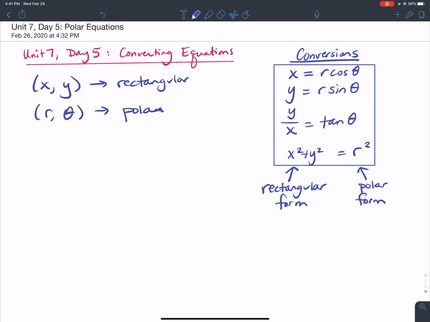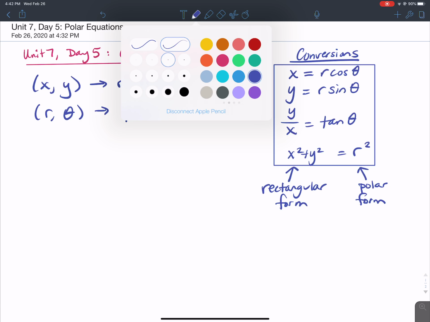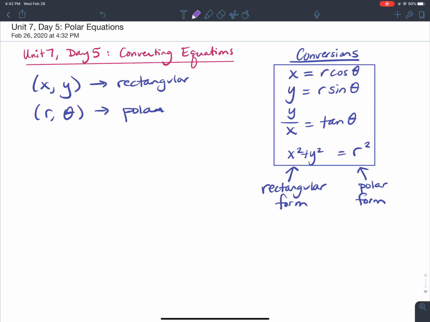So this is what we did last class. We had coordinates of points. Today we're going to be talking about equations. Equations are more like things that you're going to end up graphing. Okay, so let's start off with some examples of converting from rectangular to polar. So we're going to start off with x, y, and move into our r and theta.